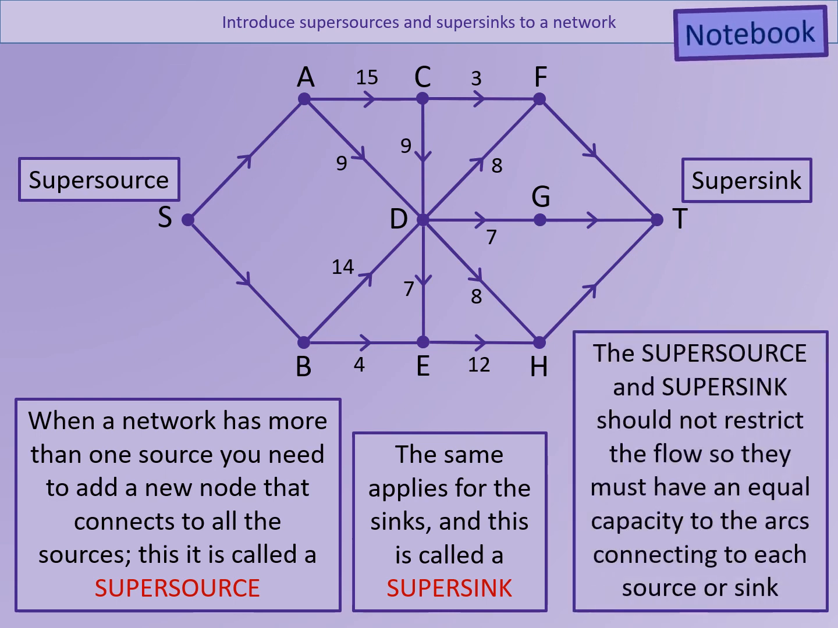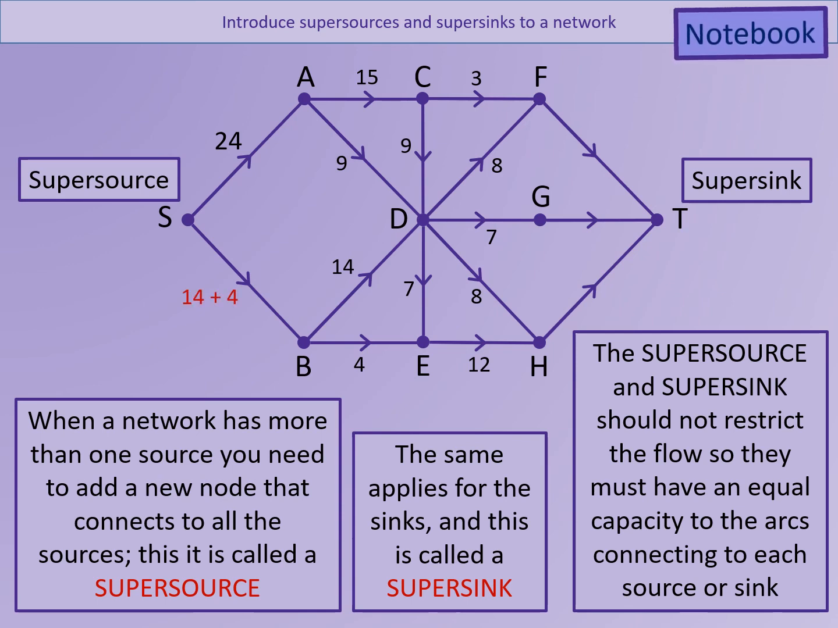Now we don't want the super source or the super sink to restrict the flow in any way. So we need to make sure that we give the extra arcs that we have added, so SA, SB, FT, GT and HT, a capacity that is high enough that it doesn't restrict the flow onwards from that. So it needs to be either the same capacity as the arcs that are connecting to it or higher. So in this case, we would give SA a capacity of 15 plus 9 because that is the capacity that then flows out of A. So we'd call that 24.